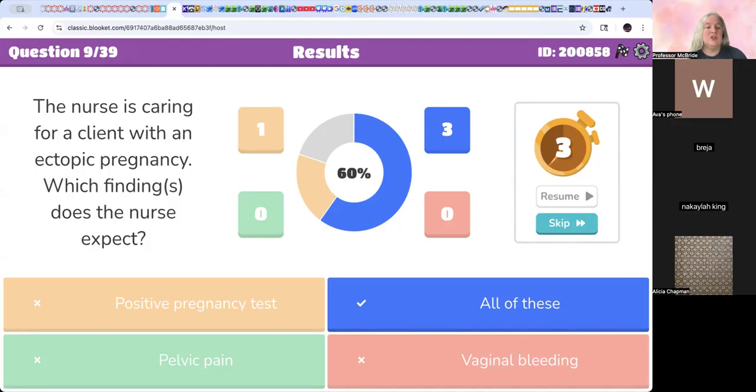If the fallopian tube is not damaged, they can give her a medicine called methotrexate, and it's going to stop the growth of the embryo and resolve the ectopic. If it has grown to the point that it has ruptured the fallopian tube, then they have to do surgery. And she can lose a lot of blood in her belly, so this could be a hemorrhage risk as well.